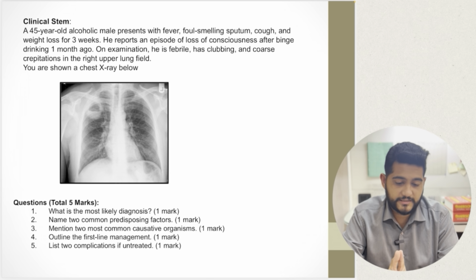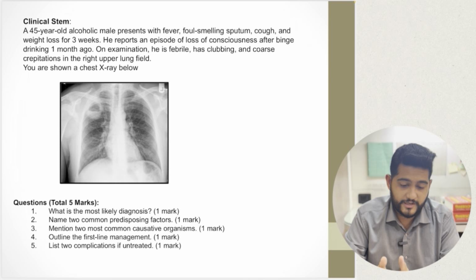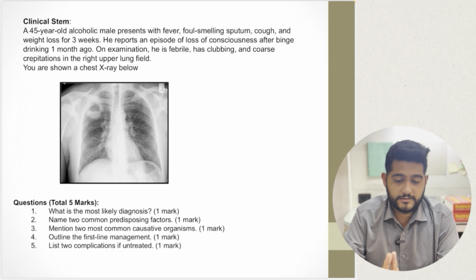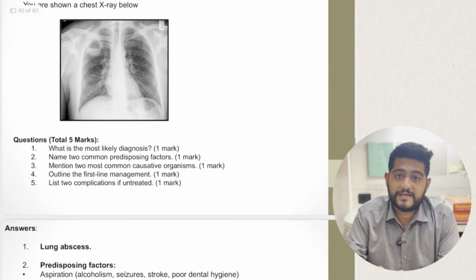So you can see an x-ray. Clearly a cavity-like structure is seen at the right upper zone of the lung with an air fluid level and a thick border. With the clinical history of fever, alcoholism, foul smelling sputum, cough and weight loss for 3 weeks, that's a prolonged one, and he's also having clubbing, it is pointing more towards a lung abscess.